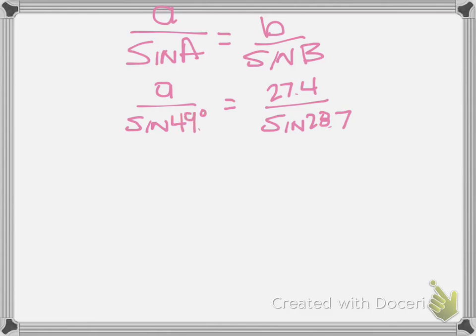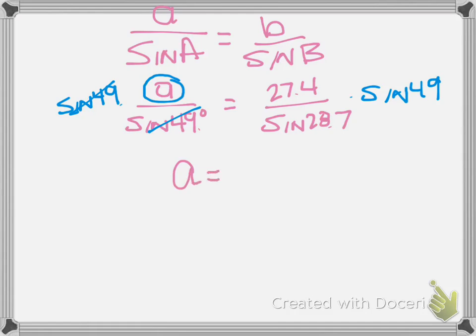So this is good. This is the same thing you just got done doing previously. I want to solve for this side length here, so I have to do the opposite. Instead of dividing by the sine of 49, I'm going to multiply by the sine of 49, and I'm going to do it to the other side also. That will cancel that out. So what I am left with is A equals, now we're going to type this into our calculator, 27.4 times the sine of 49 degrees divided by the sine of 28.7.